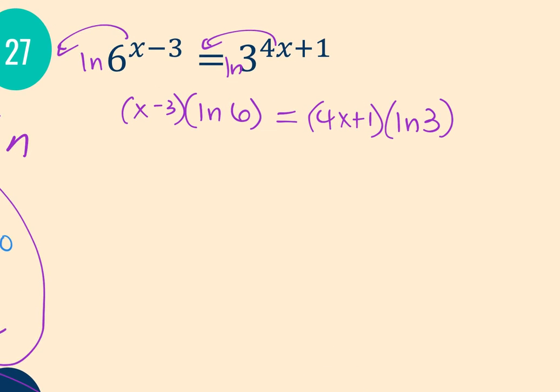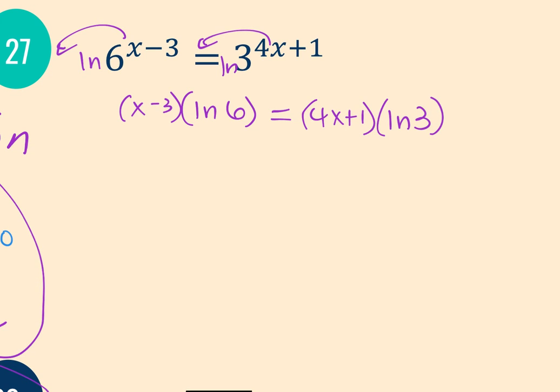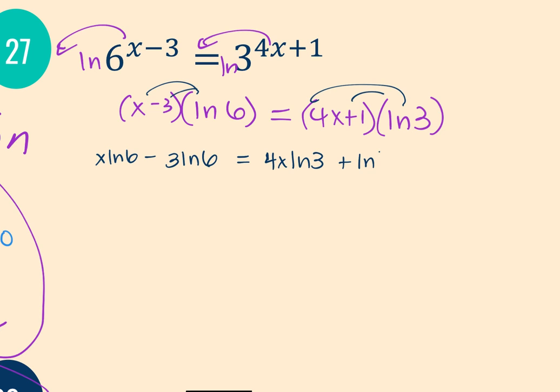So remember I said these were like the hardest ones. You're going to see something like this, but if we keep practicing it, hopefully it gets more familiar. If you've got an x in an exponent on both sides, when you ln, you're going to end up distributing. Because if I divide by x minus 3, I'm just going to keep having to bounce that denominator back and forth. So I want to distribute this. I'd get x times ln of 6 minus 3 times ln of 6 equals 4x times ln of 3 plus 1 times ln of 3, so just ln of 3.